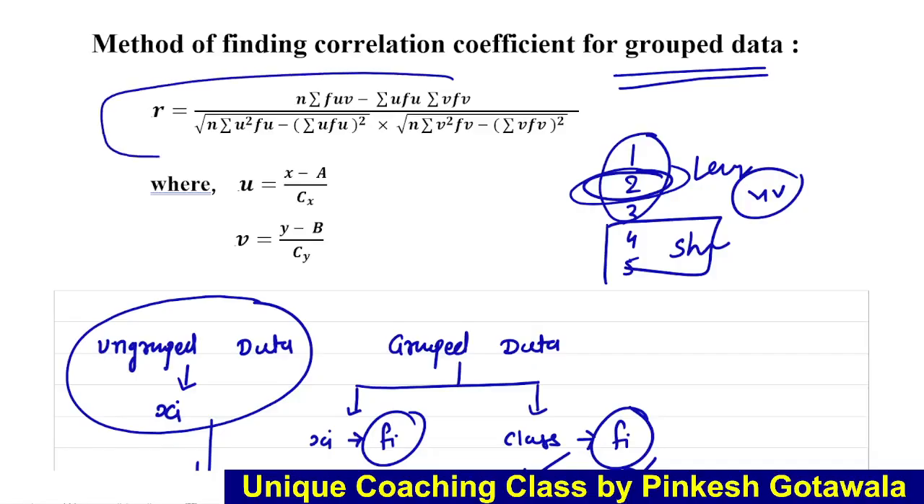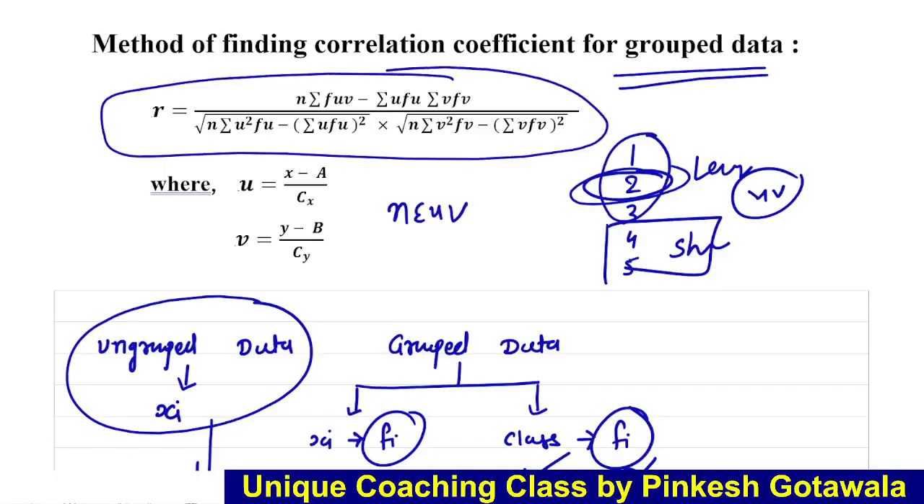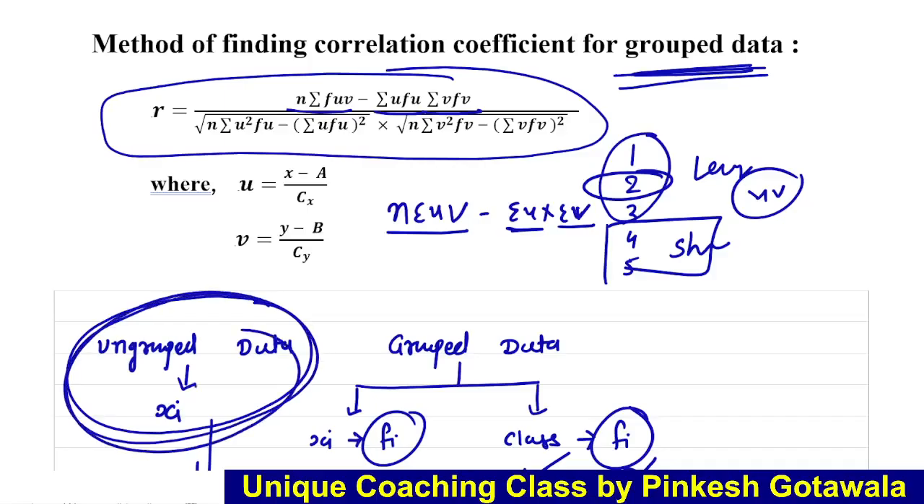Look at the formula, it is like the UV formula, but if you see, there are some changes. Normally you write the UV formula this way, but here look: n sigma FUV, sigma U FU, sigma V FV. So there is a change in the formula. Yes, it must change because it is group data, not ungrouped. All the basic sums we saw were ungrouped data, when only xi and yi were given. Now under group data we have xi, yi plus combined frequency also given.